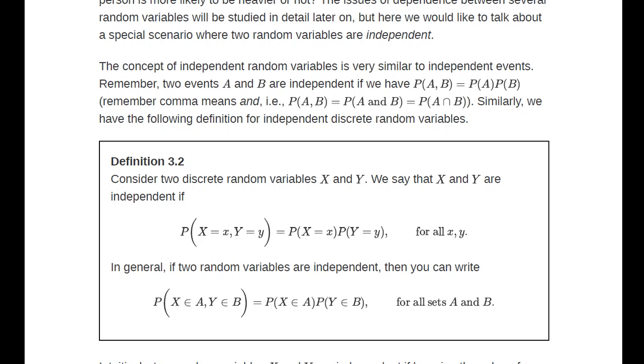Consider two discrete random variables X and Y. We say that X and Y are independent if probability X equal x and Y equal y equal probability X equal x times probability Y equal y for all x and y. In general, if two random variables are independent, then you can write probability of X element in A, Y element in B equal probability X element in A times probability Y element in B for all sets A and B.